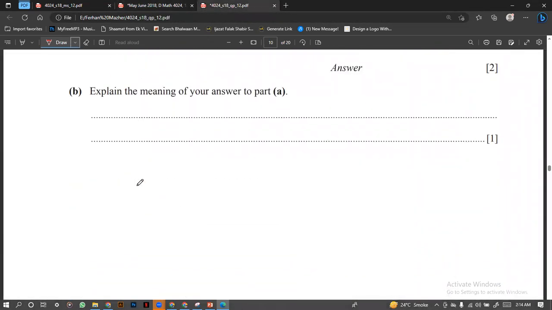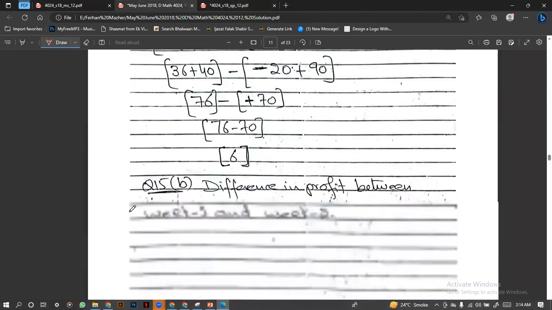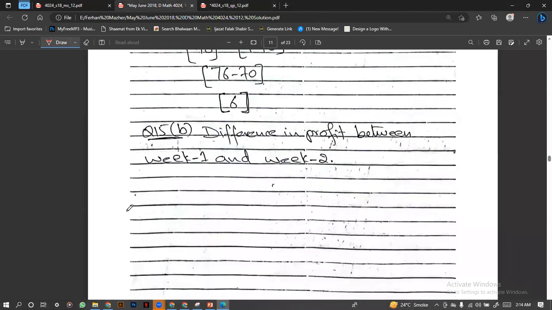And then he says, question 15B, explain the meaning of your answer to part A. And this is the difference of the sale, difference in the, sorry, not sale. This is the difference in profit between week 1 and week 2.